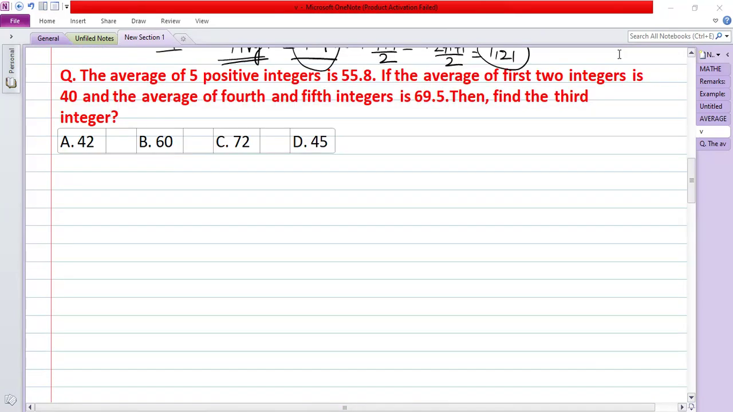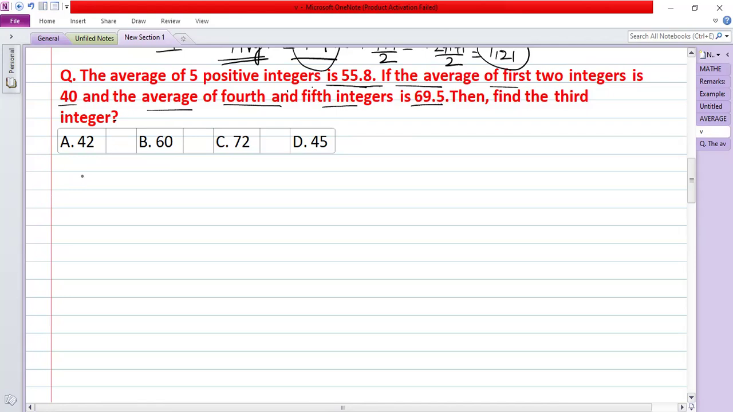So here, this is the next portion: the average of five positive integers is 55.8. The average of the first two integers is 40, and the average of the fourth and fifth integers is 69.5. Then find the third integer.